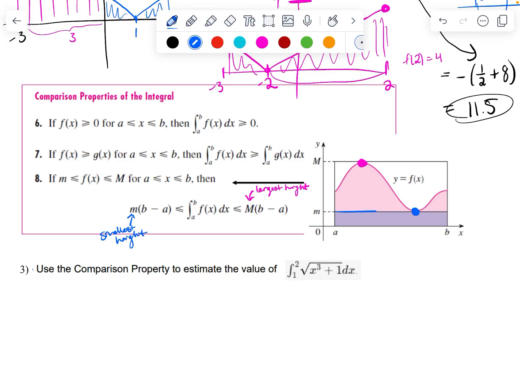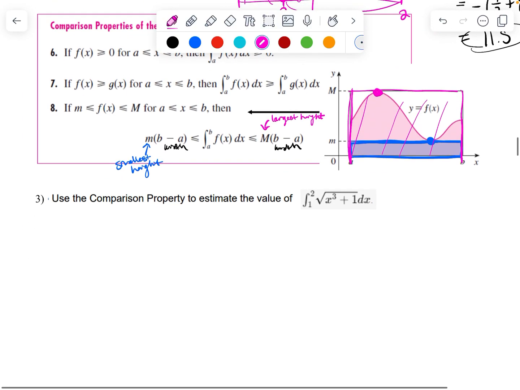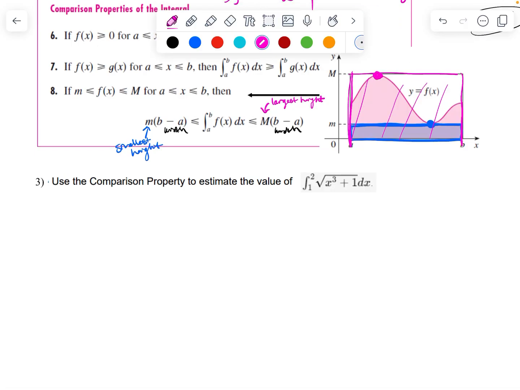So imagine making a giant rectangle. The smallest rectangle that I could make, or the smallest area, would be using the smallest height. So this b minus a, these are just the width. And similarly, this is the biggest rectangle you can make. So think of one giant Riemann sum, and the smallest Riemann sum you could possibly have.